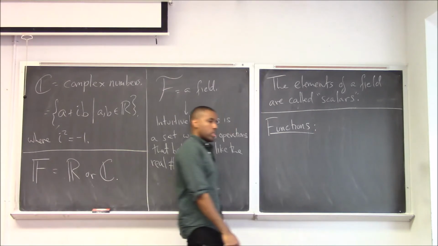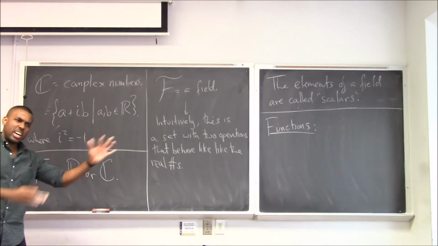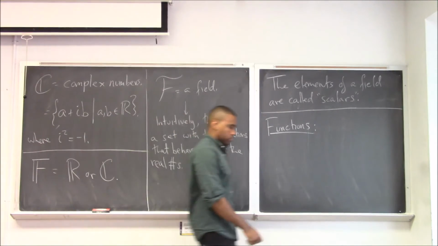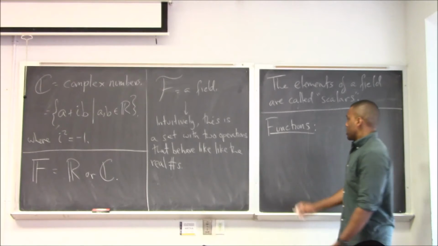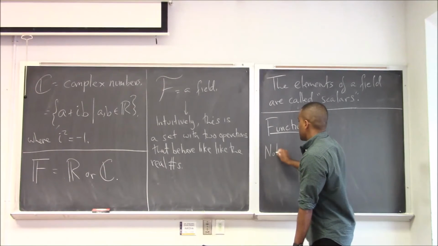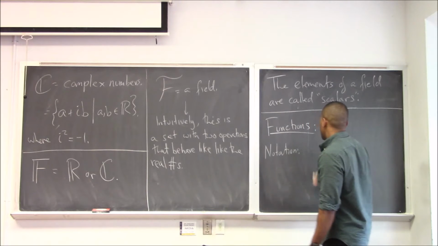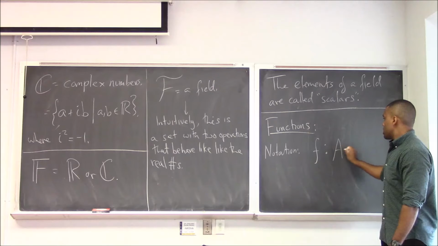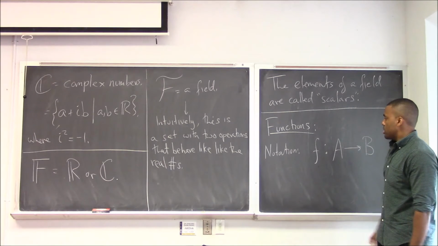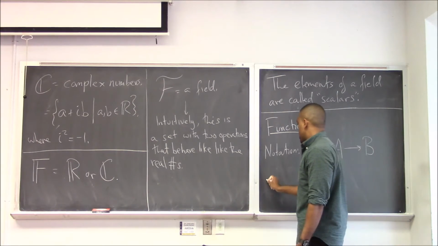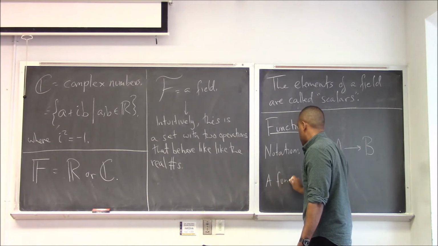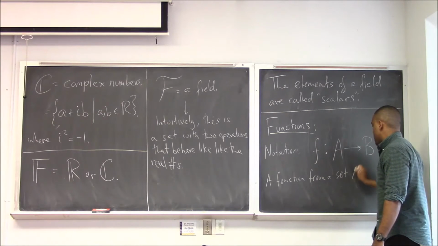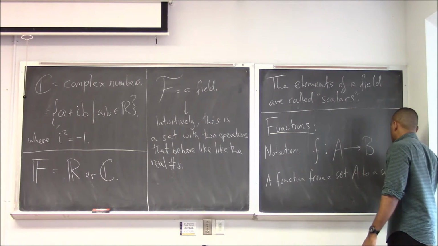Another thing we need to review, functions. So I'm going kind of quickly, but it's because I think most of this you should have seen already. So the notation here: you name functions usually with lowercase letters. For emphasis, you can have that notation. This is a function from a set A to a set B.